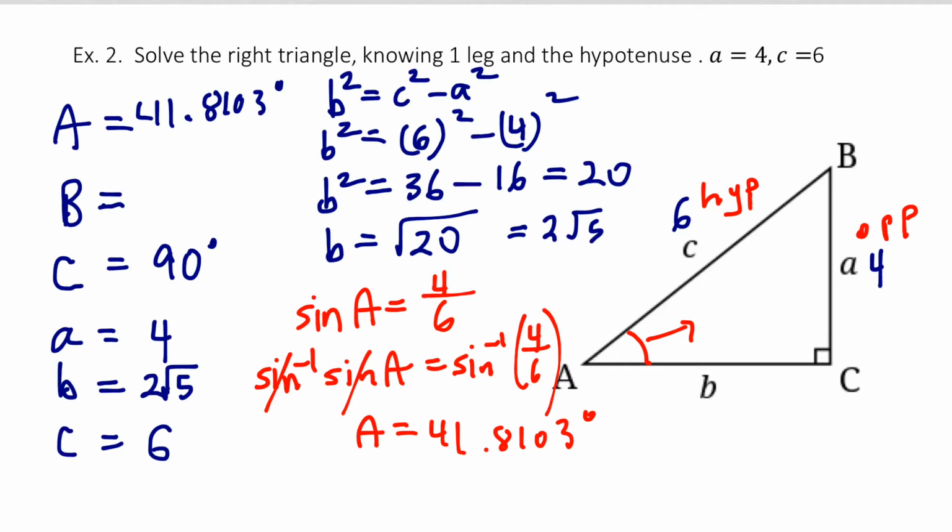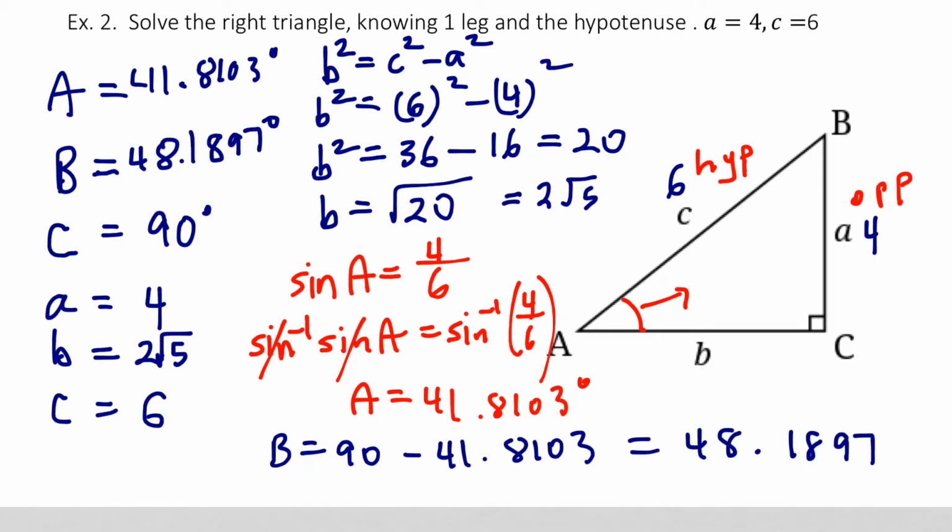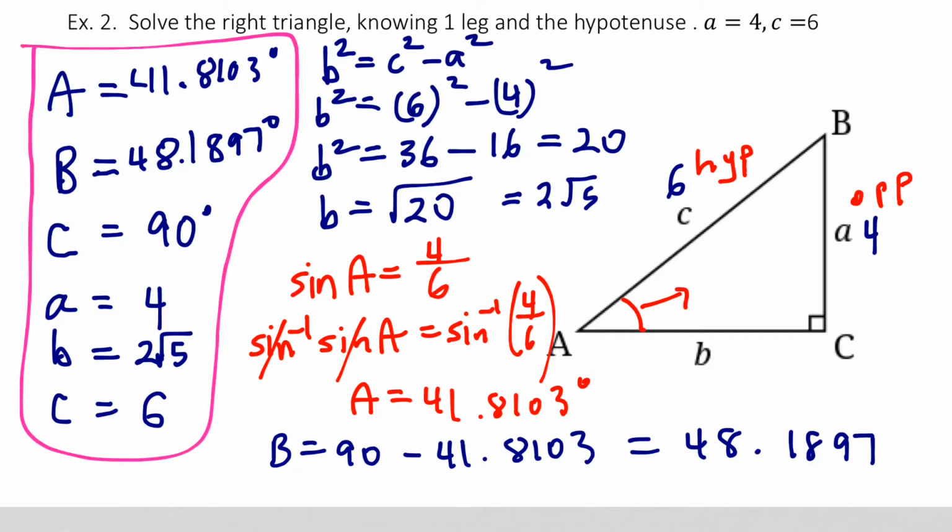All right, so then to find angle B, I can say angle B is equal to 90 minus 41.8103 degrees. So I got 48.1897, and I wrote it in my chart. So now I have all 6 pieces for my right triangle. I solved my right triangle.